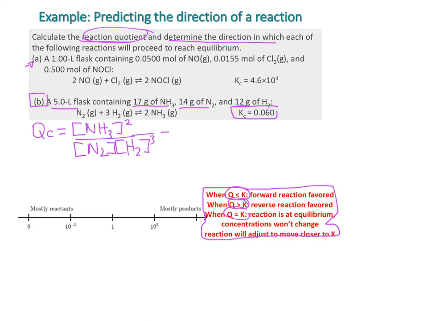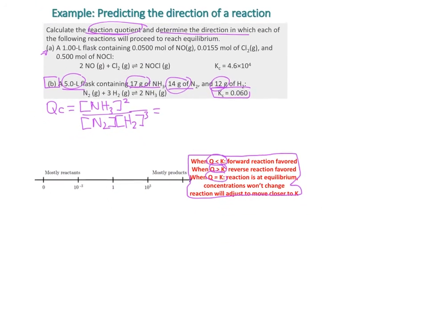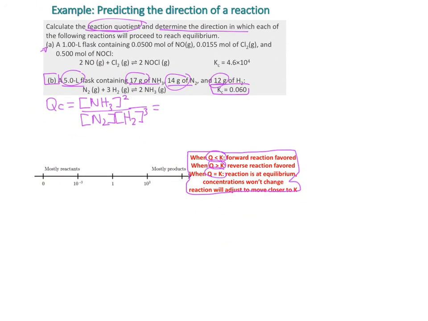Now, normally all we would have to do is fill in the concentrations, like if it was an easier problem, but notice that we are given grams and liters. So what we have to do is find the concentration of each of these. So we have to find the molarity of all of these. So I'm actually going to zoom out a little bit to find the molarities. So first, to find the molarity of NH3, we need to find moles and then divide that by our liters. So we're going to do this for each of them.